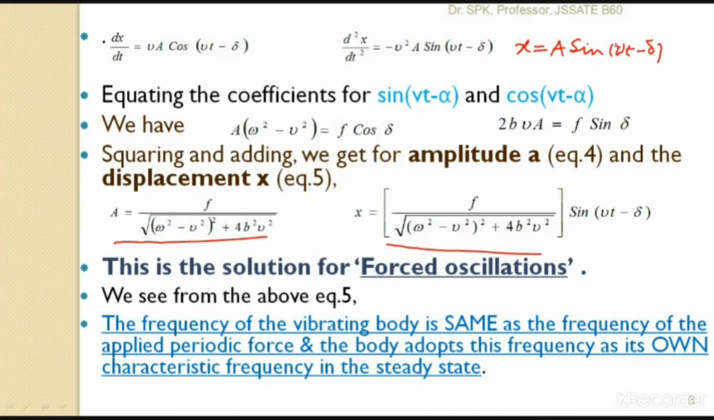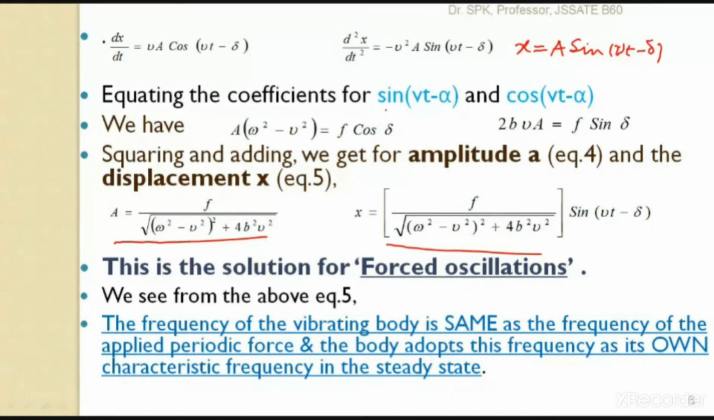Taking this, we got dx by dt and then d square x by dt square. Substituting the corresponding d square x by dt square, dx by dt and x into the differential equation, we arrived at the expression for amplitude. Okay, how did we get this?